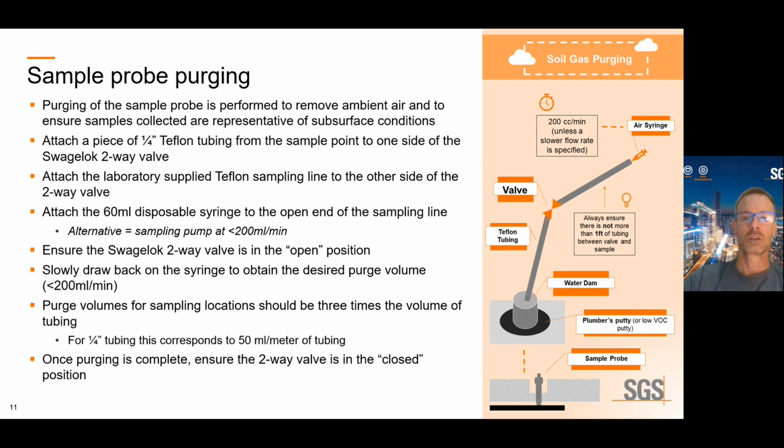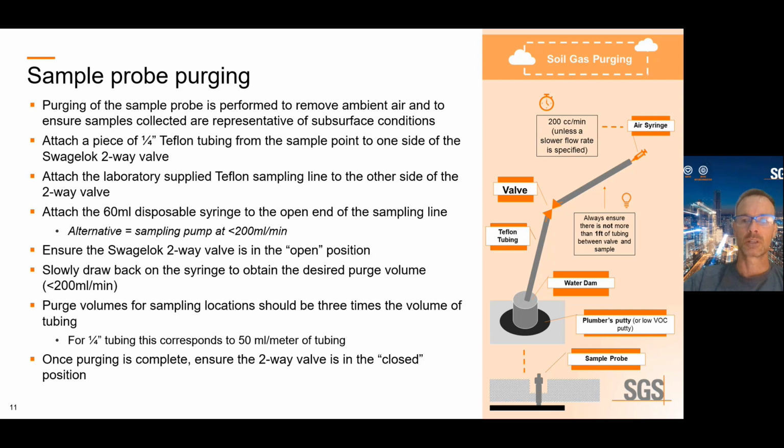In order to do this, we attach the Teflon tubing from the sample point to one side of the swage lock valve. We then attach the laboratory supplied Teflon sampling line to the other side of the two-way valve. We attach the 60 milliliter disposable syringe to the open end of the sampling line.